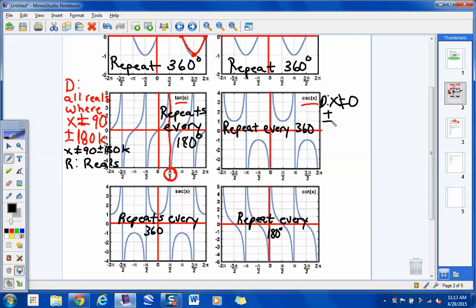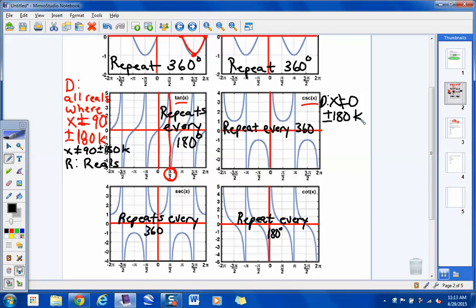every how many degrees does this repeat then for the domain? No, 180. Every 180 degrees, K. So the x values, x can be anything. It just can't be 0 plus or minus 180 times K. Understand K is a whole number, right? Okay. Can't take 2.5 180 degrees. It's 1 180, 2 180s, 3 180s, 4 180s, 5 180s. You get the picture, right?